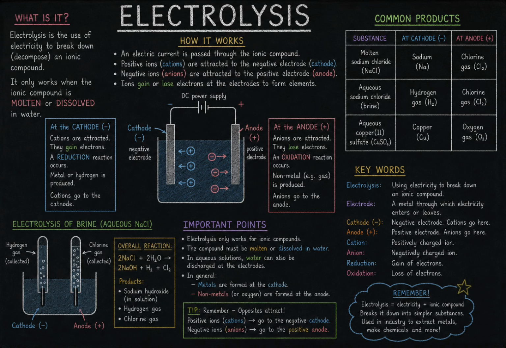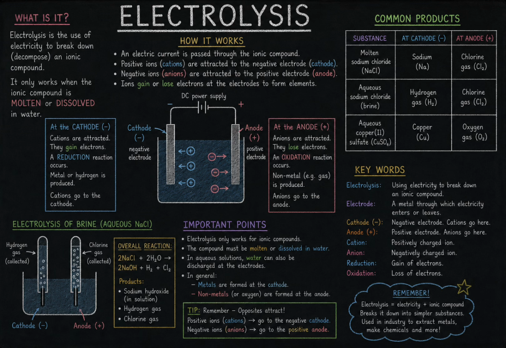Common products. Molten sodium chloride: cathode, sodium metal; anode, chlorine gas. Brine: cathode, hydrogen gas; anode, chlorine gas. Copper sulfate solution: cathode, copper; anode, oxygen.